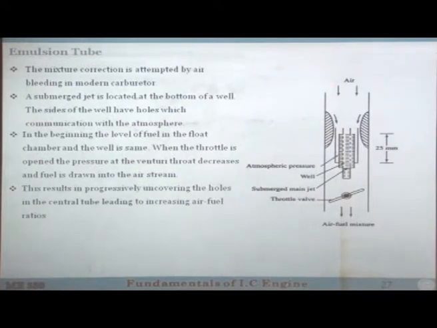So, this is the emulsion tube. Again, here this is the throat and this is the well. This is the well and this is a submerged jet here. So, that means the jet is coming up to this point, okay, and this is the throttle valve. And here you see this is another casing outside and there are vents here, okay. So, the air comes in, passes through these vents and takes away the fuel.